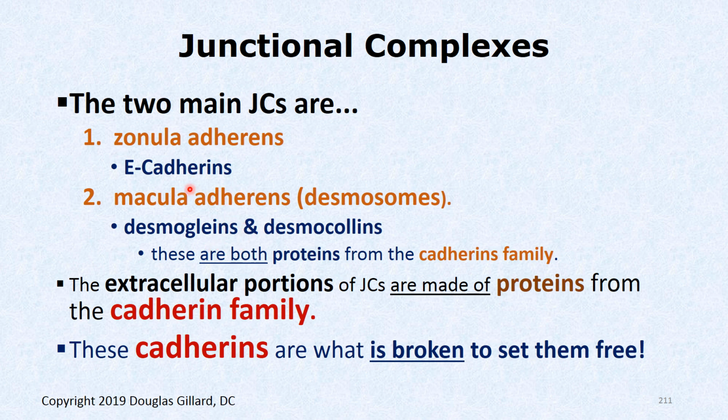Specifically, the cadherins of the zona adherens are called E-cadherins. The cadherins are the protein family. The specific type of cadherin is an E-cadherin for zona adherens, and desmogleins and desmocollins for the desmosomes or macula densis. But they're both from the cadherin family. These are the things that need to be broken, and they are actually in the extracellular compartment. They hold adjacent cells together.